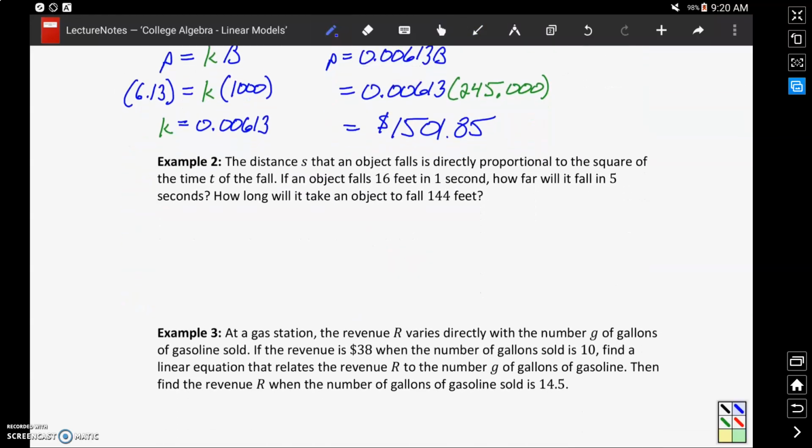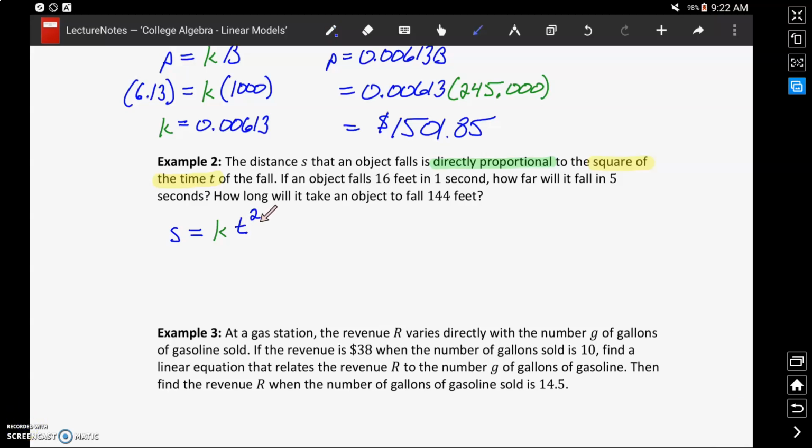In example 2, we have a physics problem. The distance s that an object falls is directly proportional. So this is another way of indicating that we're dealing with this direct variation situation. So we're told that it's directly proportional to the square of the time t of the fall. So in this case, the fact that we're saying it's proportional to the square of the time t is going to give us a slightly different model. So we'll have s, the distance that it falls, being directly proportional to the square of the time t.